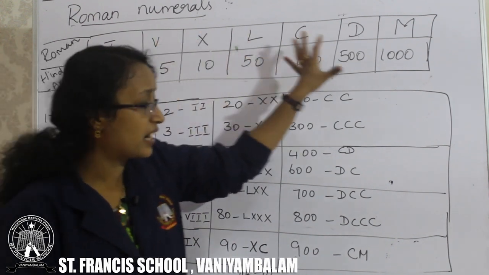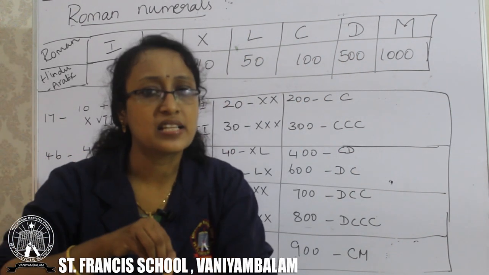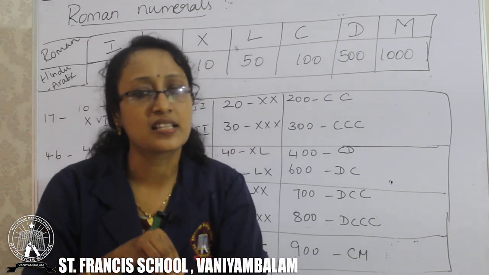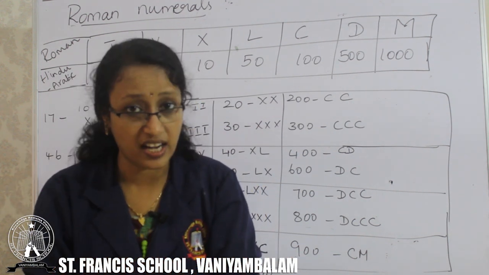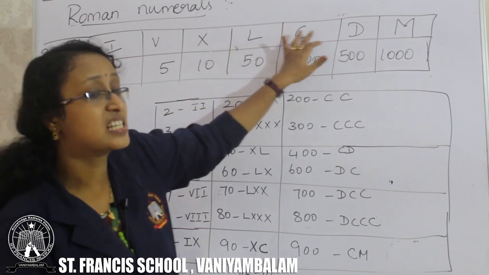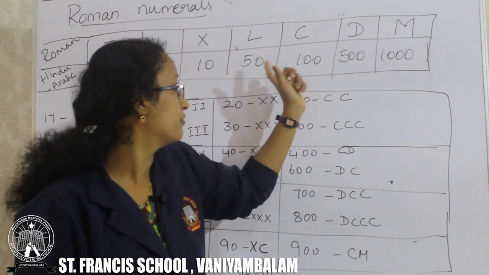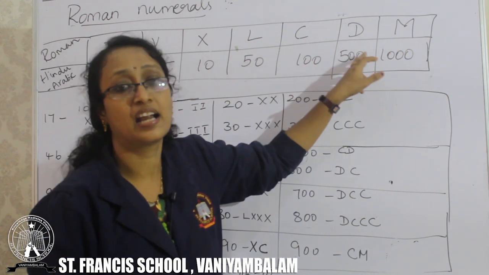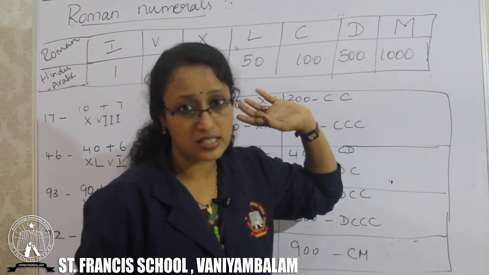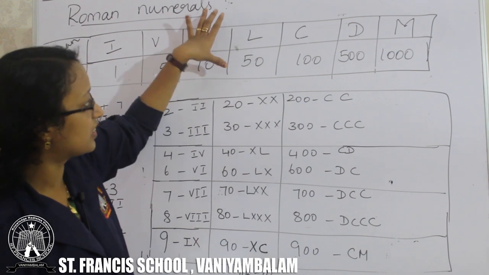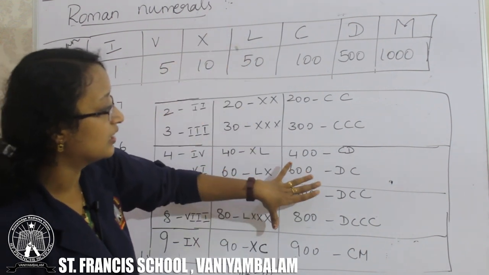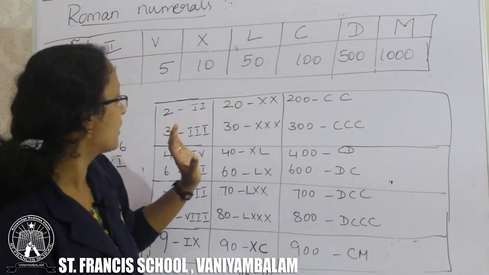So, learn this table by heart. I represents 1, V represents 5, X represents 10. Next, L, C, D, M: 50, 100, 500 and 1000. Then draw this table and learn this one by heart. Using this table, you can draw another table by yourself.